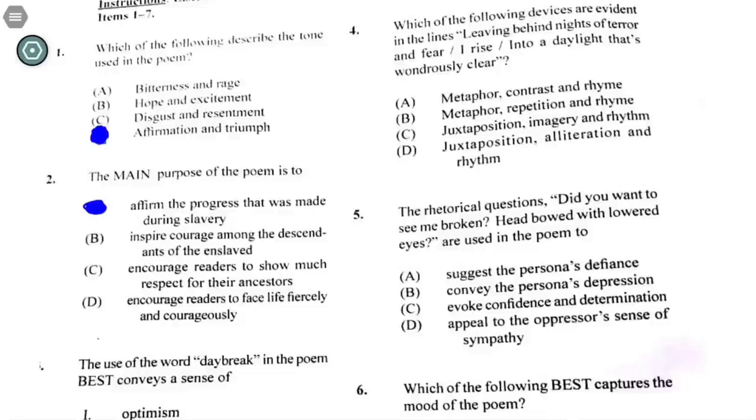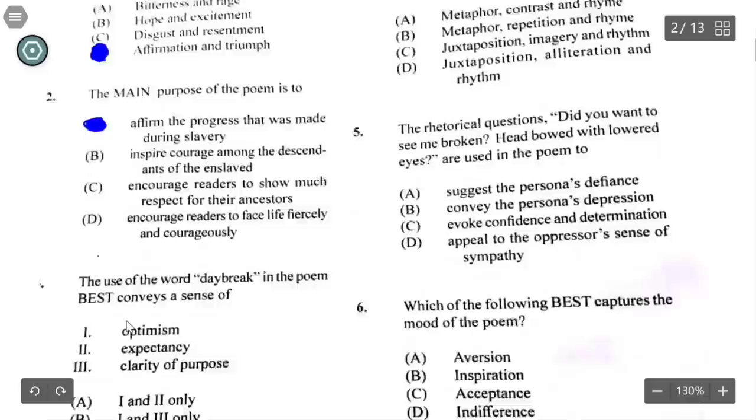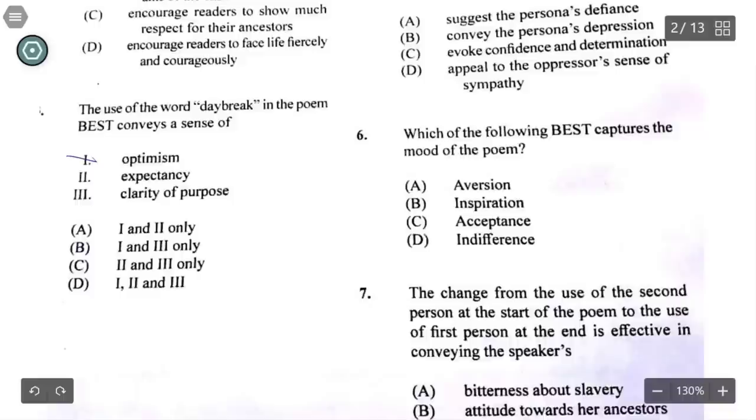And then the writer goes on to tell them that they are leaving all of that behind them and they are rising from it, right? So that's what I got from it. So that's why I would say it's affirming the progress that was made during slavery. What I'm getting from it is you actually emerging from hardship and oppression, leaving behind slavery. So that's progress, right? So number three, the use of the word daybreak in the poem best conveys a sense of optimism, expectancy, and a clarity of purpose.